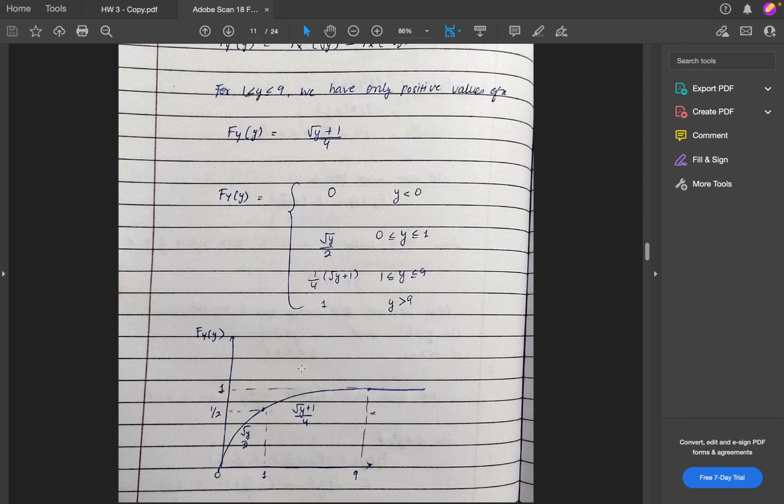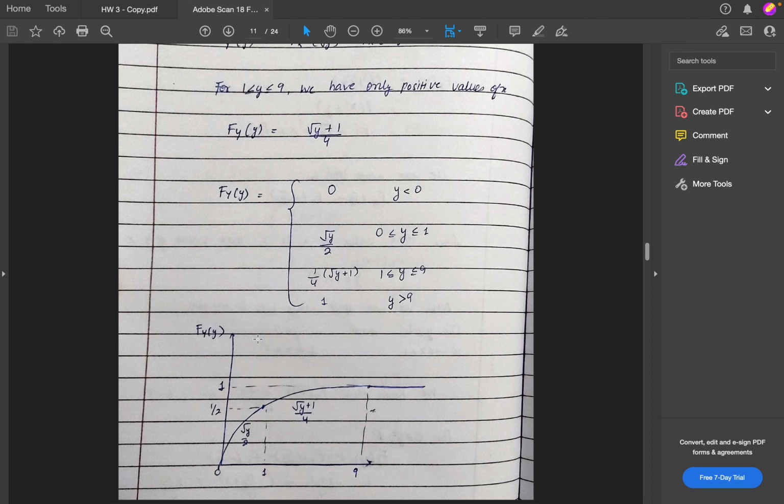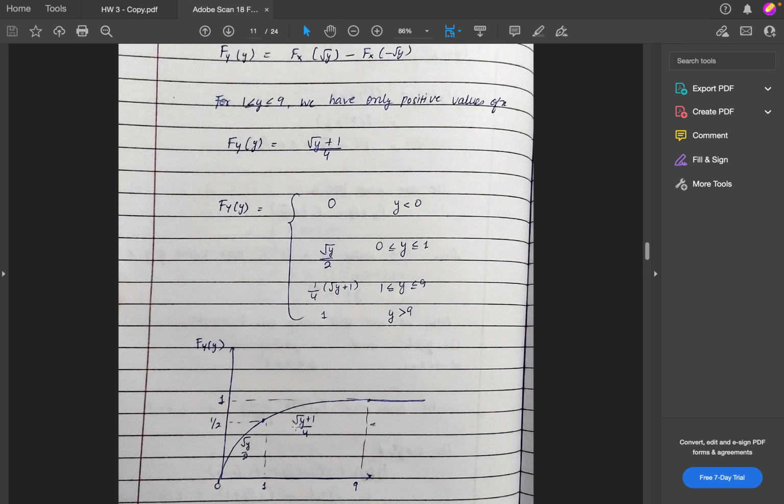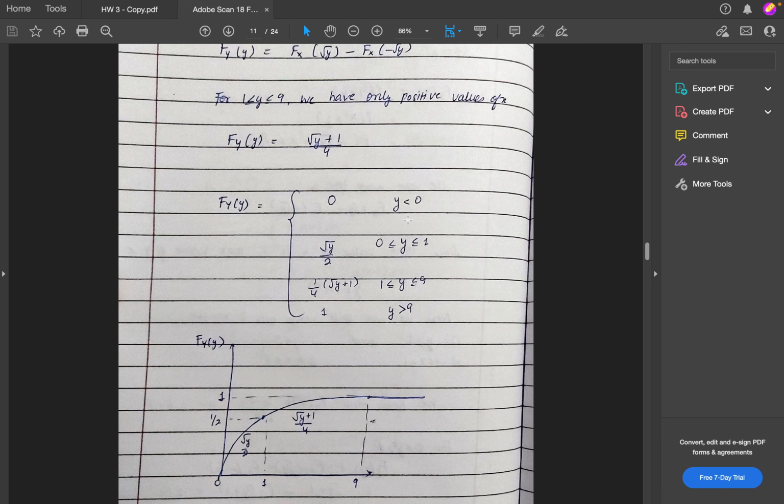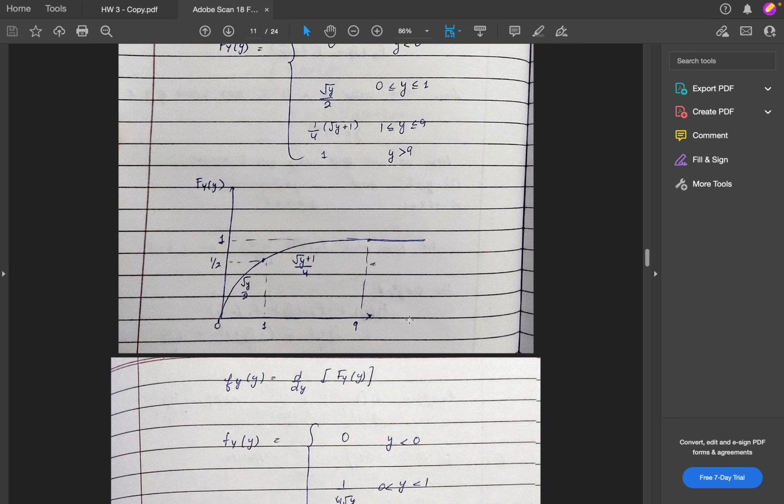Now looking at the plot, we can see that this is the plot for the CDF. In the interval y less than 0 the value is 0. For y between 0 and 1 it's root y by 2, and for y between 1 and 9 it's root y plus 1 by 4, and for y greater than 9 it's 1.